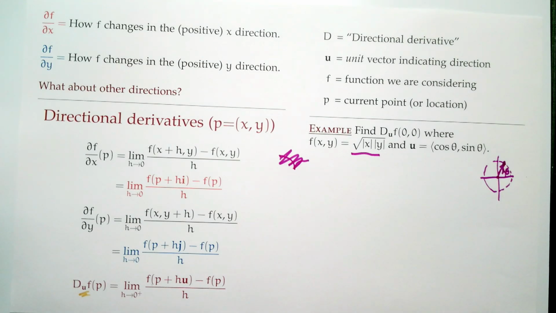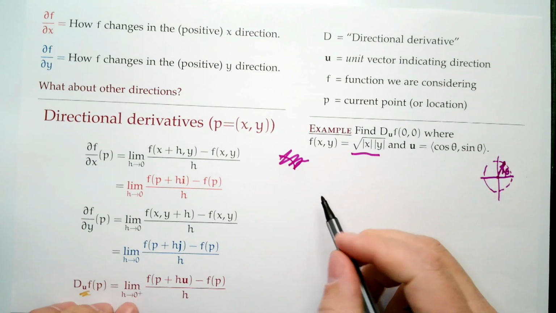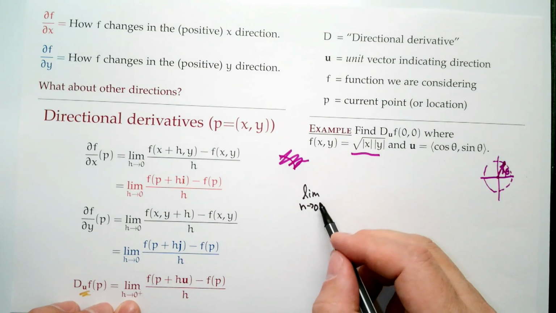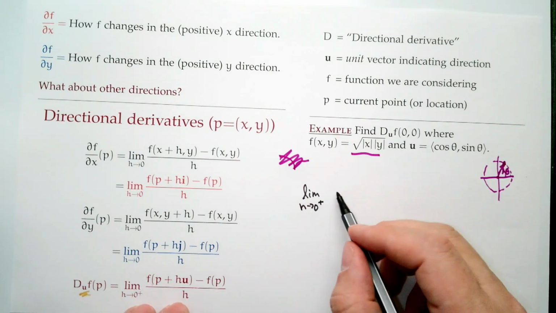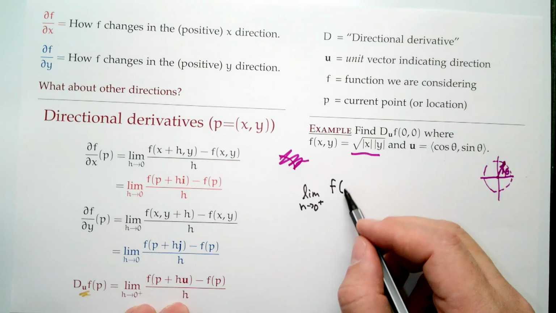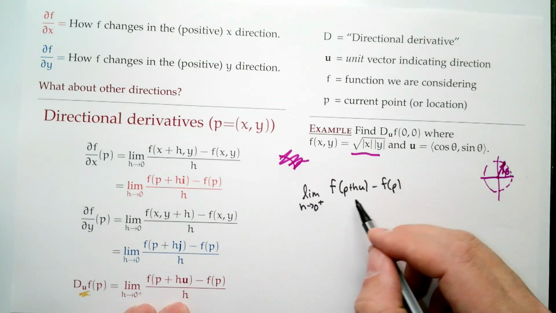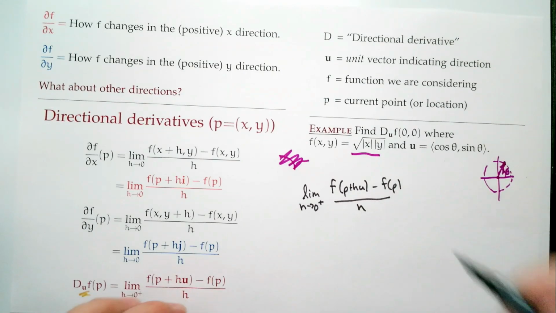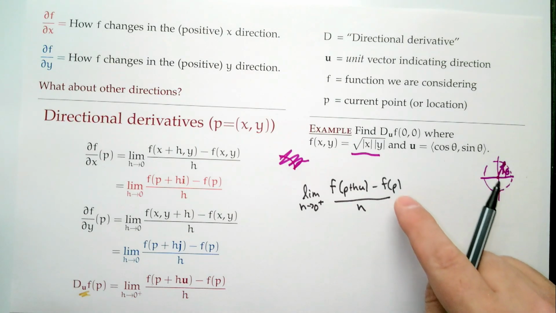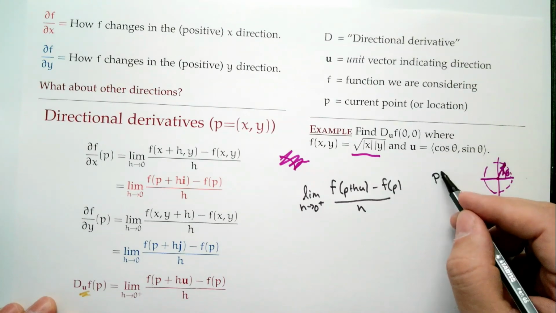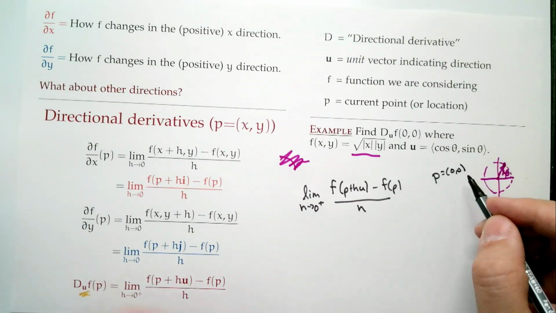So what's the definition? Well, we're going to take the limit as h goes to 0 from above of f of p plus hu minus f of p all over h, because that's what the definition says to do. So I'm going to use the definition. Now, my point P, that's at 0, 0. So P is 0, 0.